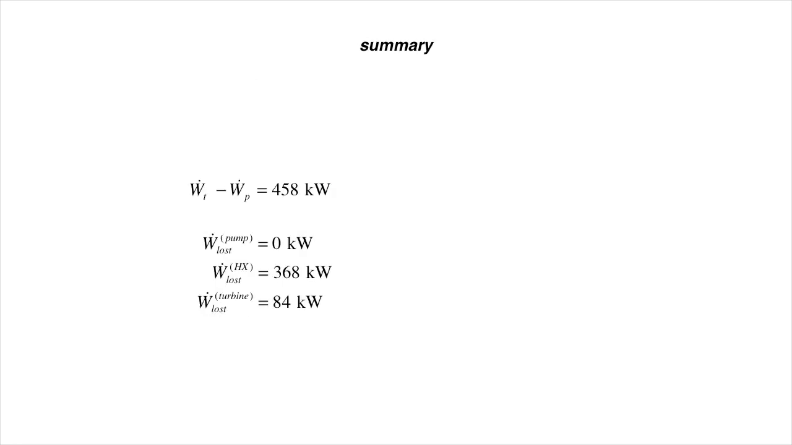Summarizing, we found we are producing 458 kilowatts of net power. Although the pump loses negligible amounts of work, the heat exchanger and turbine together lose nearly as much work as we're producing. So what does that mean exactly? On the face of it, that sounds like it might be 50% efficiency. But this assumes we've already identified all the relevant sources and fates of work in our process.